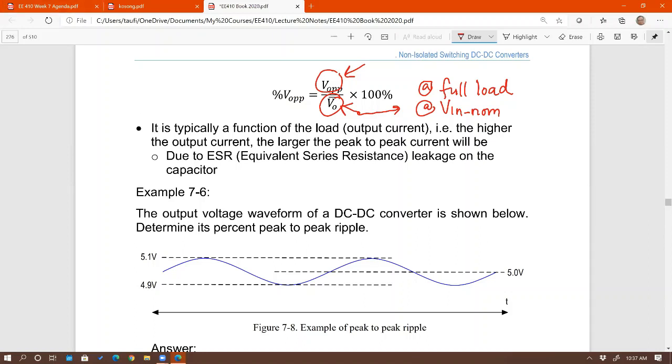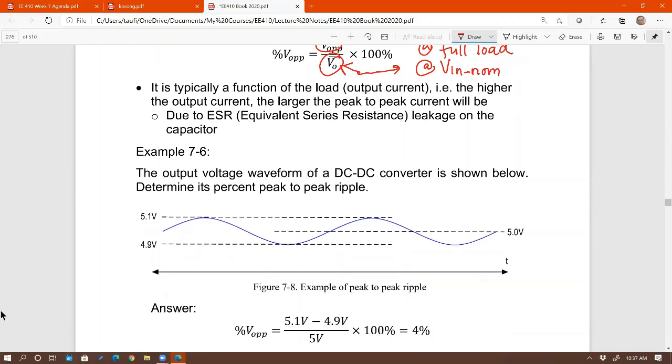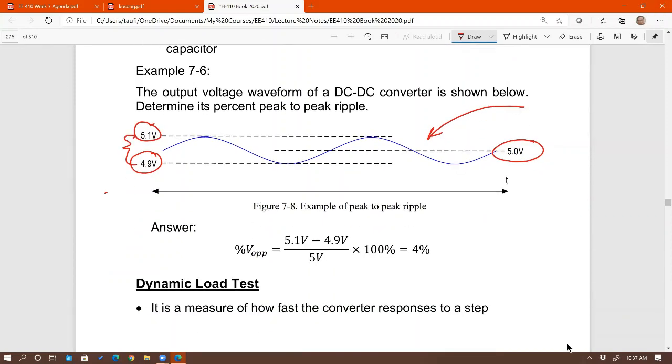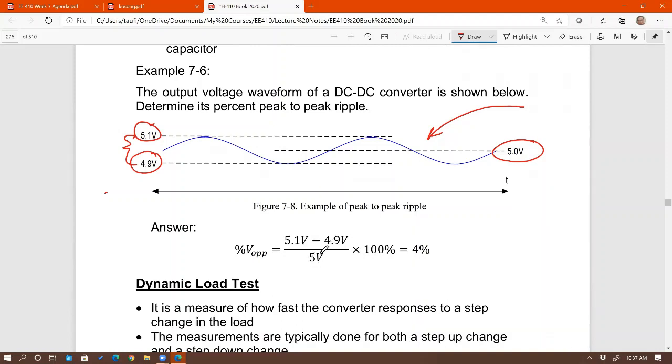Okay, so here's an example. The equation is simple, right? Peak-to-peak ripple divided by average voltage times 100%. Let's say that this is the output voltage, and if you zoom in, that's the fluctuation on the output voltage right here. Then you would measure the fluctuation. That's just going to be 5.1 minus 4.9, and then divided by the average value. Average is 5.0 right there. So what is the percent peak-to-peak ripple? 5.1 minus 4.9 divided by 5 volt times 100%, that's 4%.